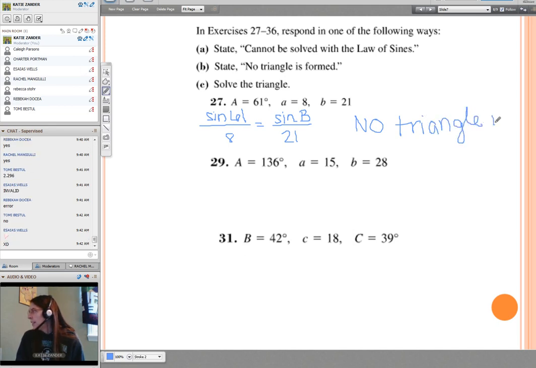Boo. Alright, although I kind of like when no triangle is formed because it saves us time. But disappointing that we don't get to use our proportions anymore.